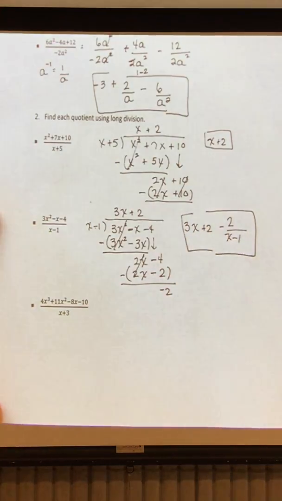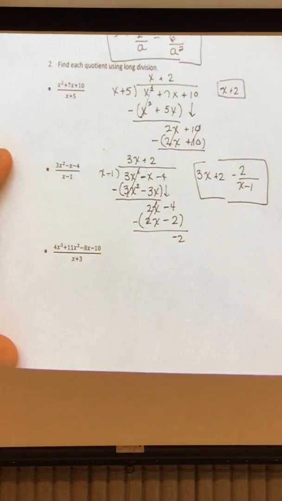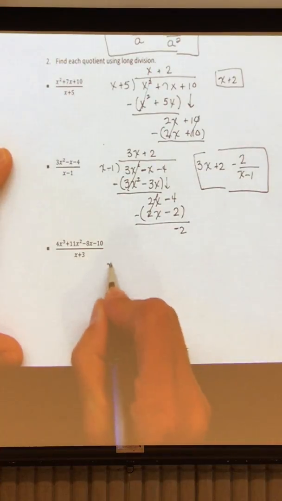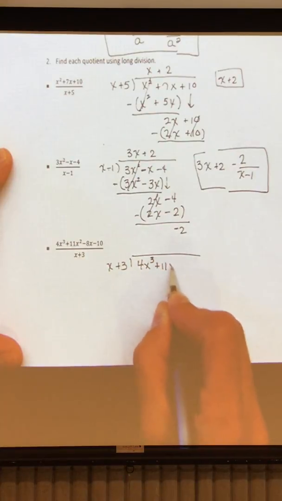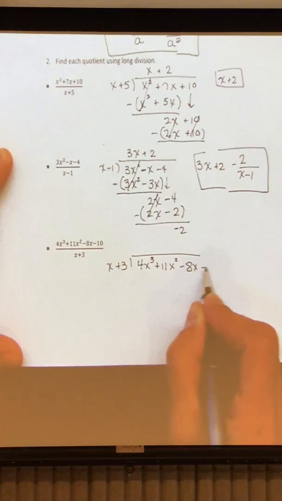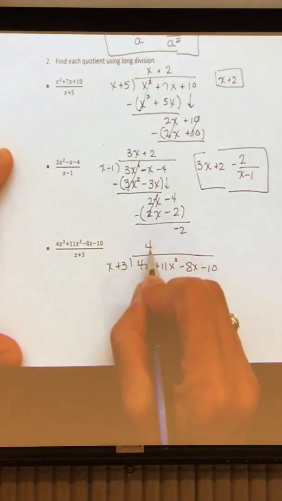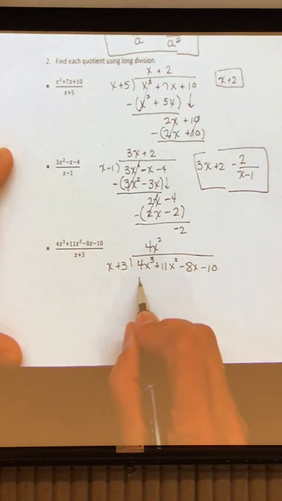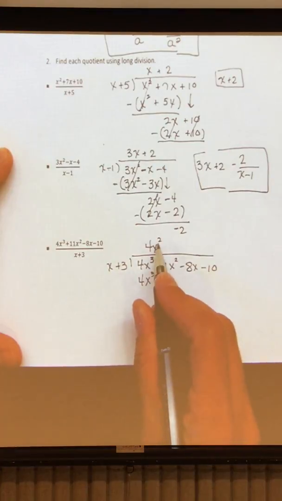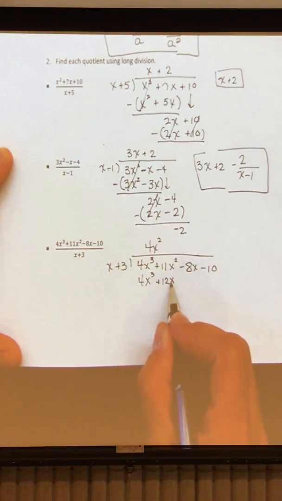And this is our final answer. And the last problem is you have x plus 3. Divide 4x cubed plus 11x squared minus 8x minus 10 by that. So you ask yourself, x goes into 4x cubed how many times? 4x squared times. And you multiply this times this, which becomes 4x cubed. 4x squared times 3 is 12x squared.